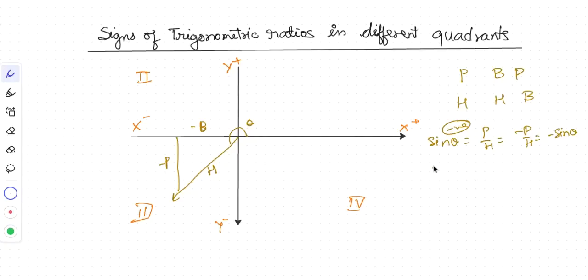What about cos theta? Cos theta is base upon hypotenuse. The base is negative, hypotenuse is positive. That's why cos theta will be negative.